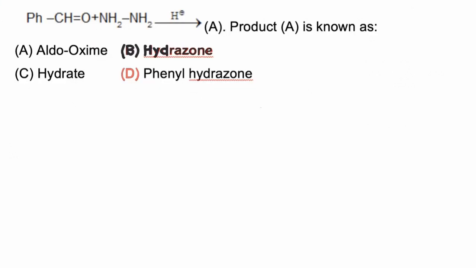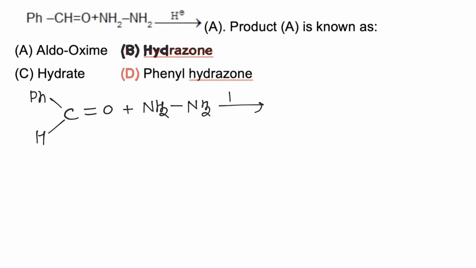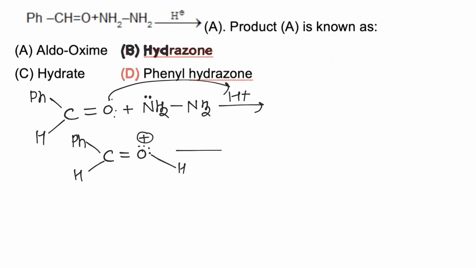In this question, a carbonyl compound is treated with hydrazine. Now benzaldehyde is taken and it is treated with hydrazine in slightly acidic medium. Now this nitrogen will act as a nucleophile. The carbonyl group is protonated first. The carbonyl group under acidic conditions will be protonated. So the electrophilicity of the carbonyl group will increase. Now this is the electrophile. Hydrazine will act as a nucleophile and donate a pair of electrons to carbon.